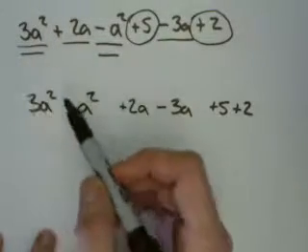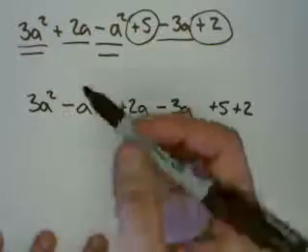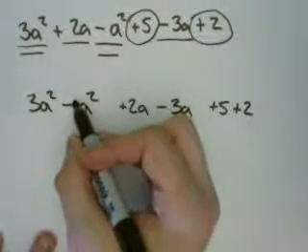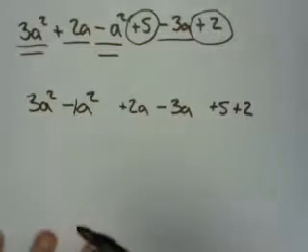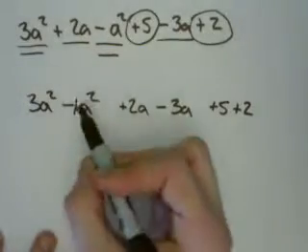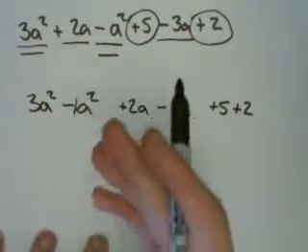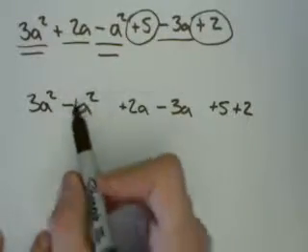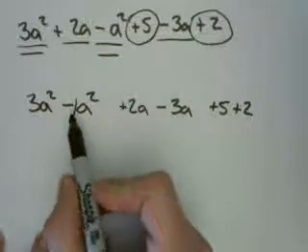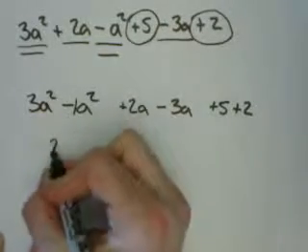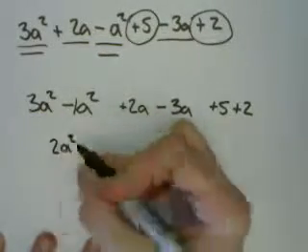So here, 3a squared minus a squared. Now this minus a squared, we can say has a coefficient of technically -1 if I wanted to write it in, not necessary. If I don't show a coefficient, it's understood to be 1, plus or minus. So here I have 3 minus 1, which is 2, and they're a squareds.